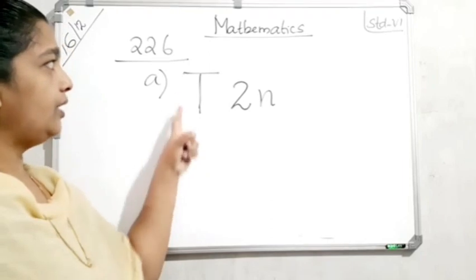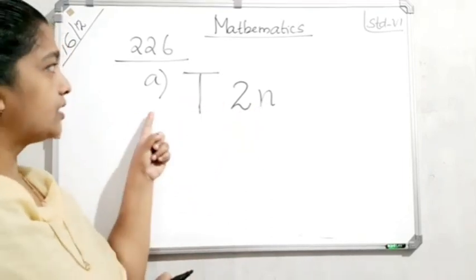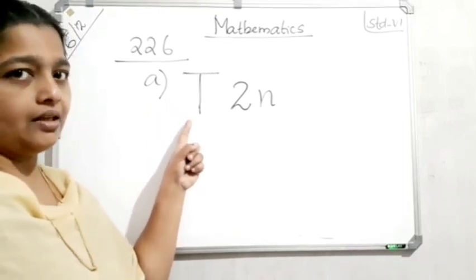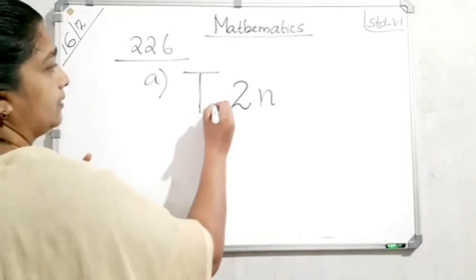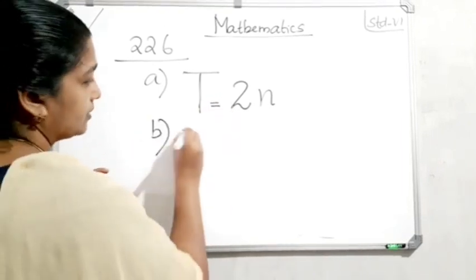Understand? T for T is 2, then variable n. This much only. So first write the question: a pattern of letter T as T. Then answer equals 2n. Understand? Yes. Question number B.